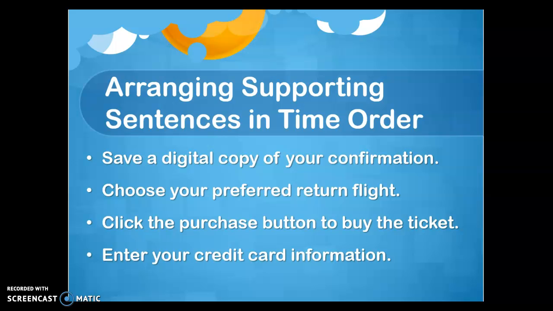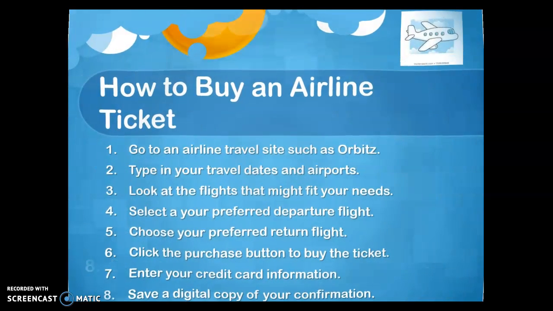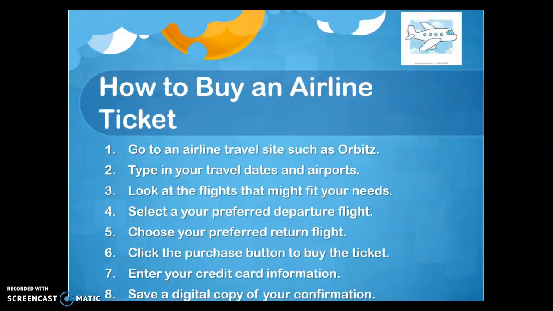Save a digital copy of your confirmation, choose your preferred return flight, click the purchase to buy that ticket, and then enter your credit card information. And there you go, 5, 6, 7, and 8. So there are your 8 sentences on steps on how to buy an airline ticket. This will be similar to what you'll be writing on your own as you do your process paragraph this week.